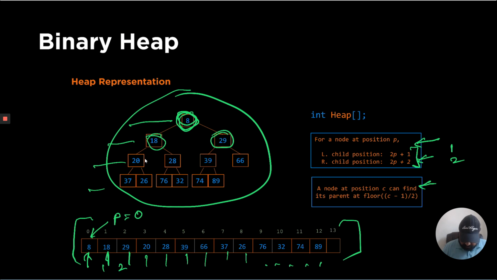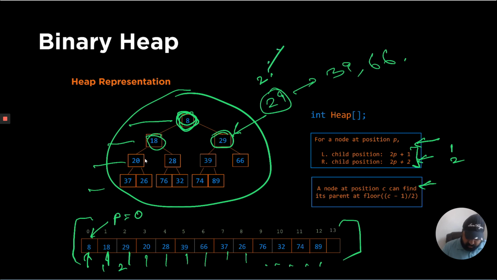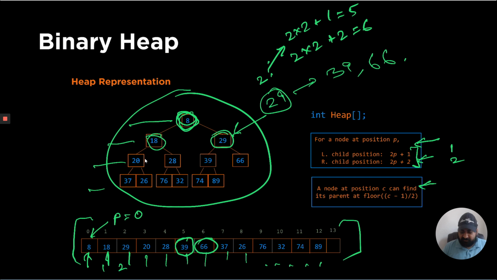Let's do one more. Let's say we talk about this number 29, we know this node's children are 39 and 66. Also, this node, 29, is stored at the position... let's try to find this in the array. It's stored at position 2. So we can find the left and right children by 2p plus 1, which is 2 into 2 plus 1, which is 5, and 2 into 2 plus 2, which is 6. So here you can see that at positions 5 and 6, we have 39 and 66. So that's how we determine the relationship between children.